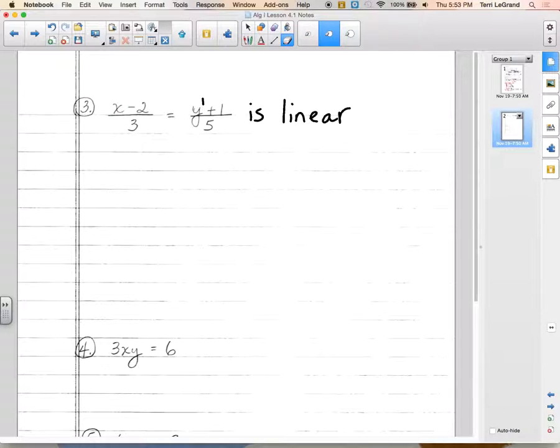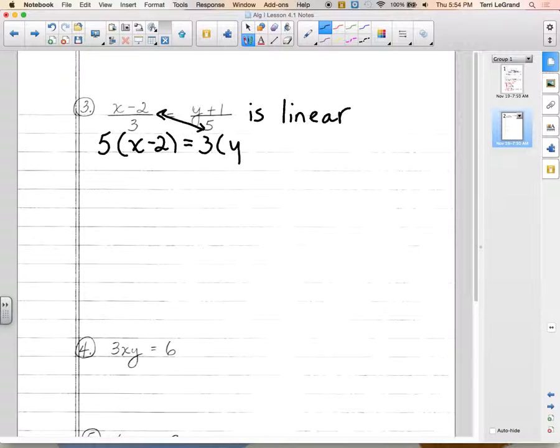I'm going to get rid of these just to make it look a little better. Okay, this is a proportion. We have a ratio set equal to a ratio. We can dig back in our reservoir and say when we have a proportion we can do cross products. So we can take 5 times x minus 2, and set that equal to the other cross product, which is 3 times y plus 1.